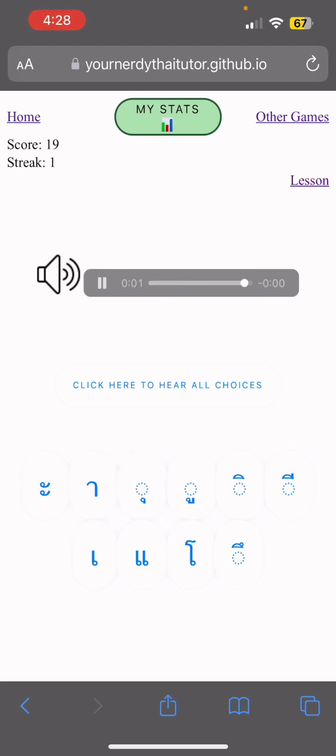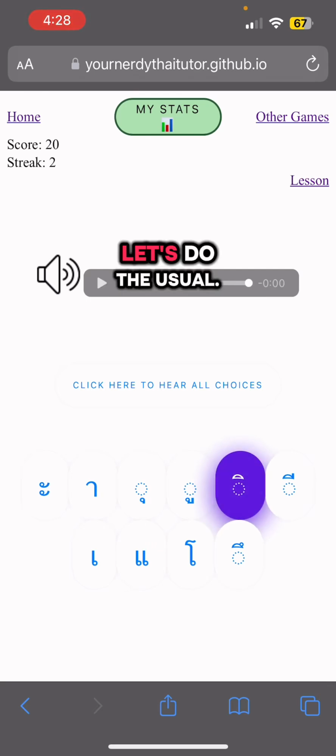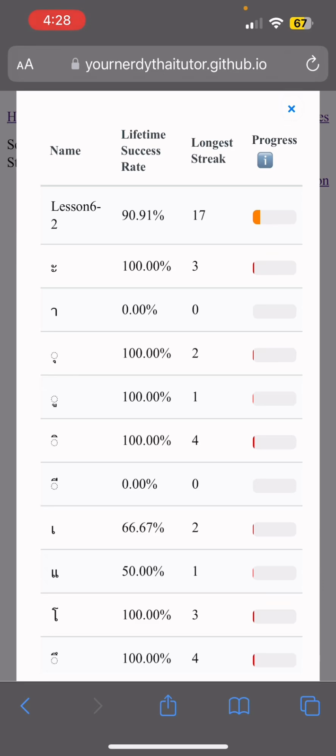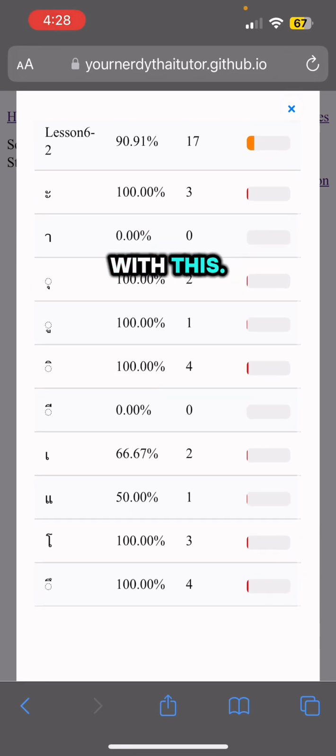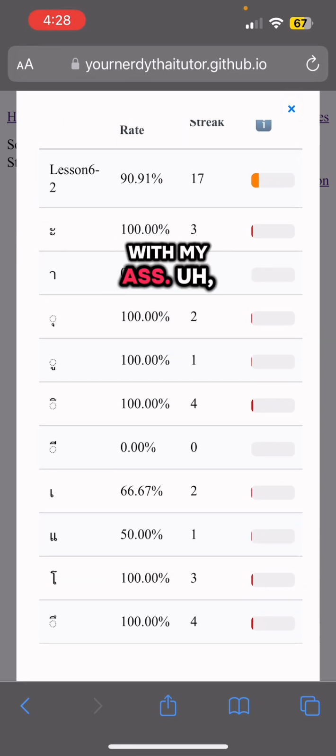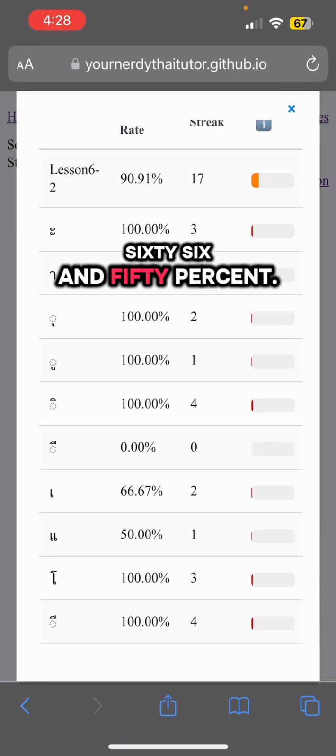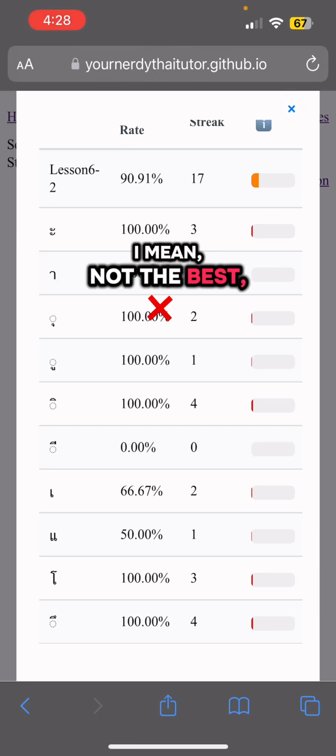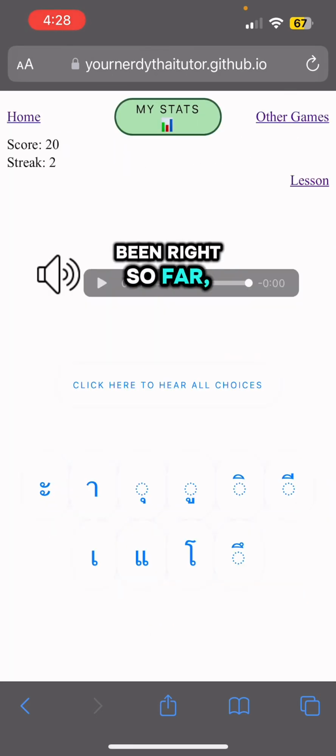E, short. So let's do the usual. Let's get to 50, and if we can get 50, that's good enough to go to the next lesson. Let's see how we're doing with this. Where's my eh, ahs? 66 and 50%. I mean, not the best, but everyone else has been right so far. So let's just get 50 in a row.